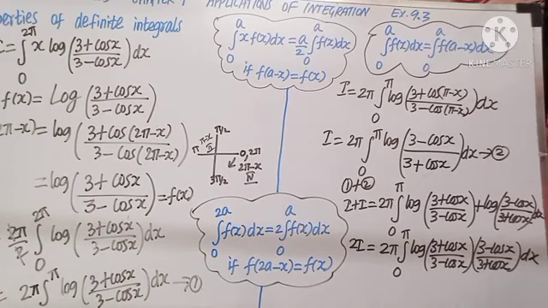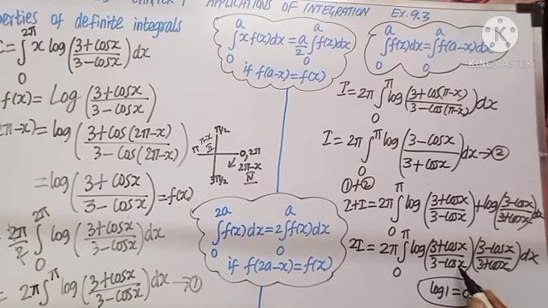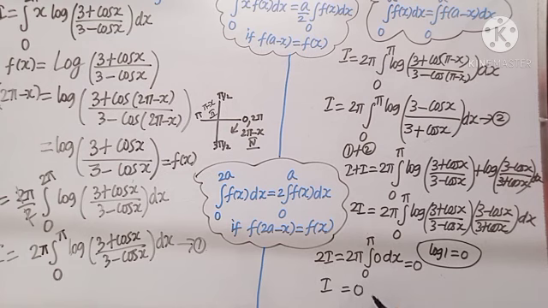The terms get cancelled, giving us only log 1. And log 1 is 0. When log 1 is 0, integral of 0 is again 0. So I get 2I is 2 pi into integral 0 to pi of 0 dx, which is 0. 2I is 0 tells me I is also 0, and that is the answer.